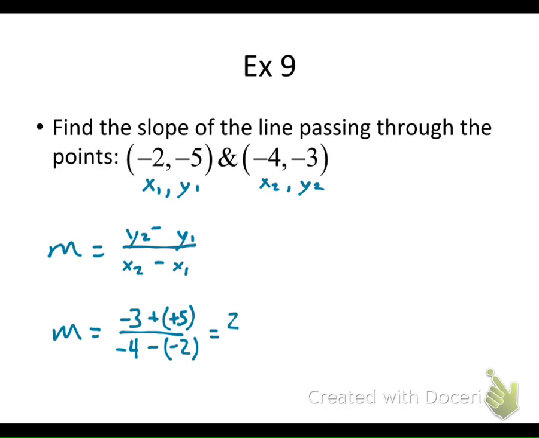-2. Yep. And how about -4 plus 2? -2. Thank you. And then how is that going to reduce? -1. So 2 goes into both of these. So I'm going to divide top and bottom by 2. 2 divided by 2 is 1. -2 divided by 2 is -1. So my slope is -1 over 1.